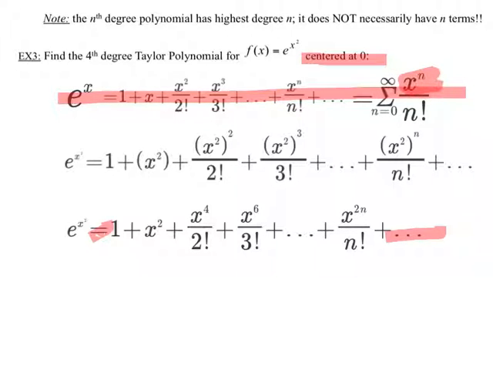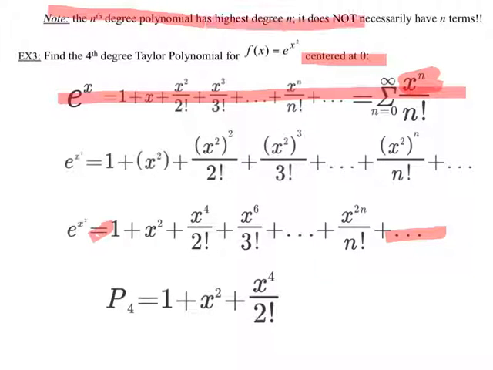Okay, and a 4th degree polynomial would end with my highest power of x to the 4th. So this would be my 4th degree polynomial, okay? 1 plus x squared plus x to the 4th over 2 factorial. And notice what I was trying to say earlier. I have 3 terms in my 4th degree polynomial, okay? So 4th degree does not mean 4 terms. It means it ends in an x to the 4th.